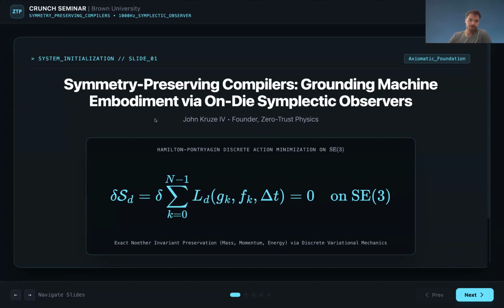So that gets us to symmetry preserving compilers, grounding machine embodiment via on-die symplectic observers. All of that work led me to essentially terabytes of data around Mars EDL, ocean, nuclear reactors, hypersonic missiles, F-35s, S-15s. I think this stuff is really cool and fun. And after modeling all of those things, I ended up at this.